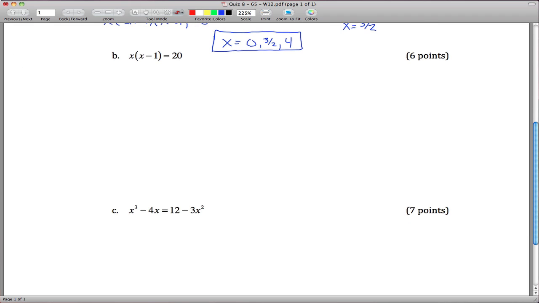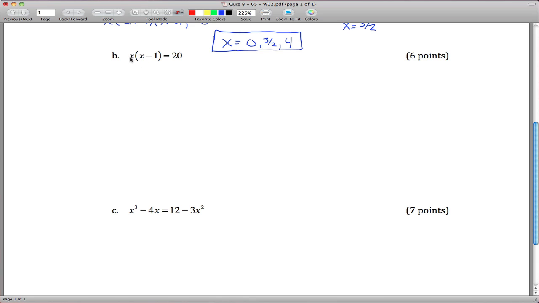Second one, maybe I'll change color. Let's see. Okay, what's tricky here is a couple of things. First of all, it's not set equal to 0, so we're going to have to do something with that 20. But the other thing is these parentheses in here kind of throw stuff off.